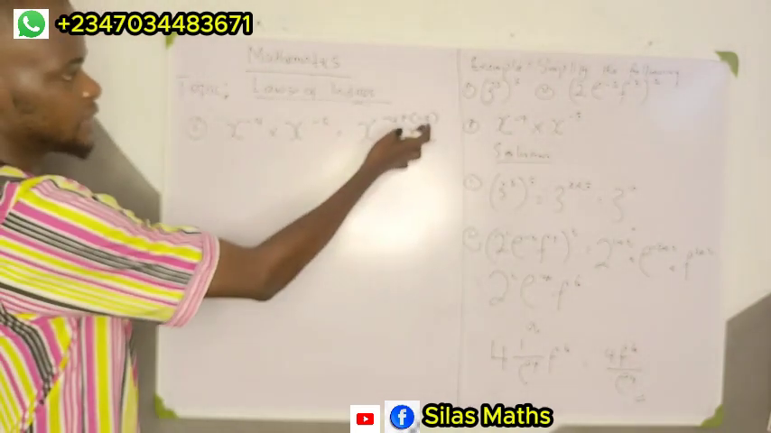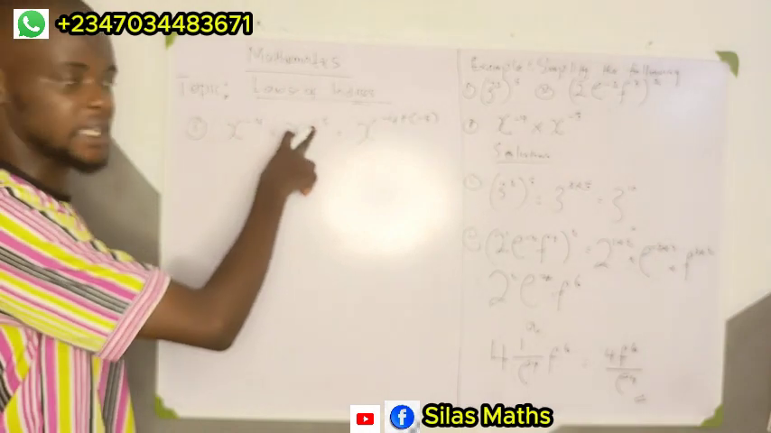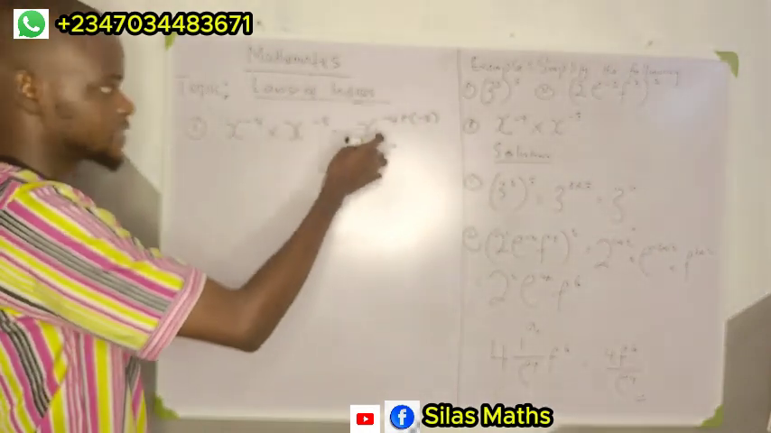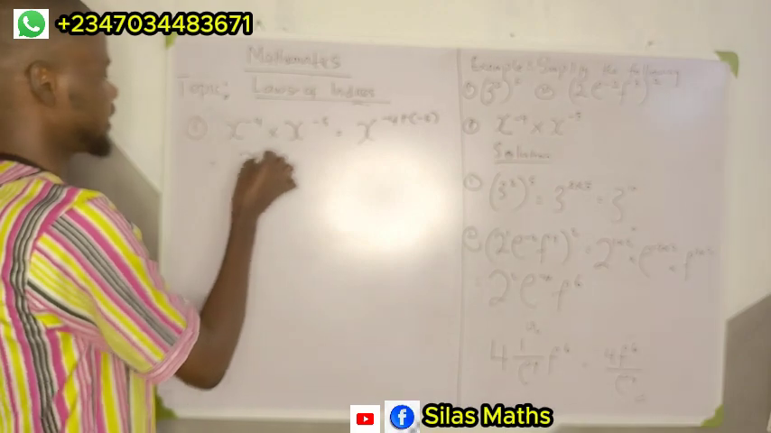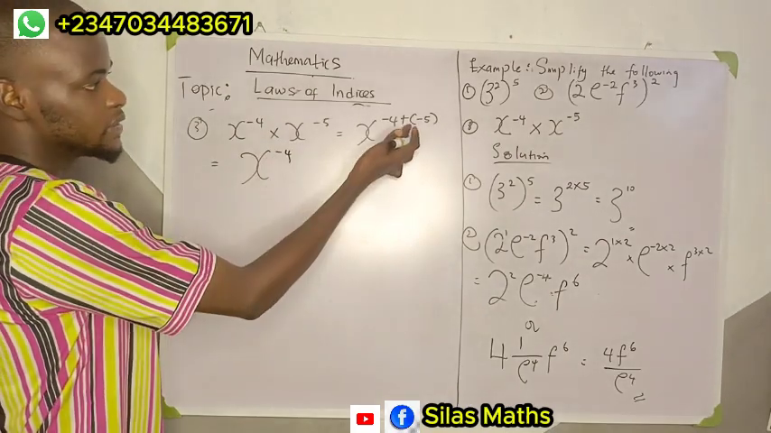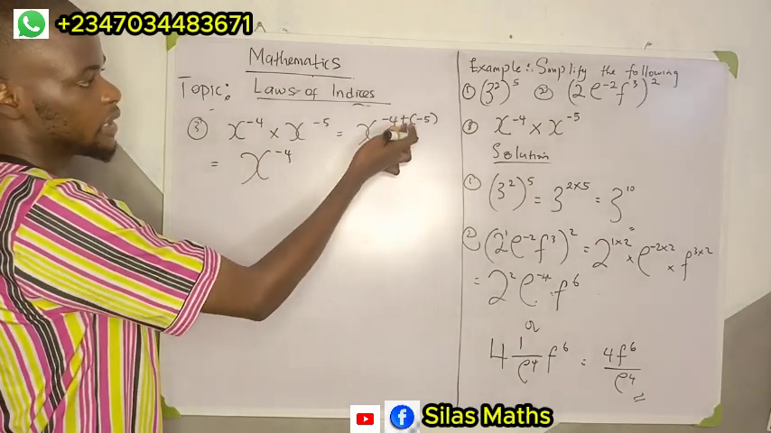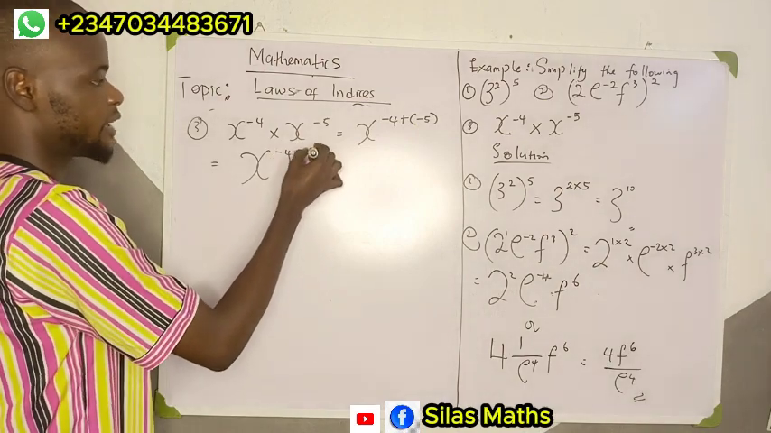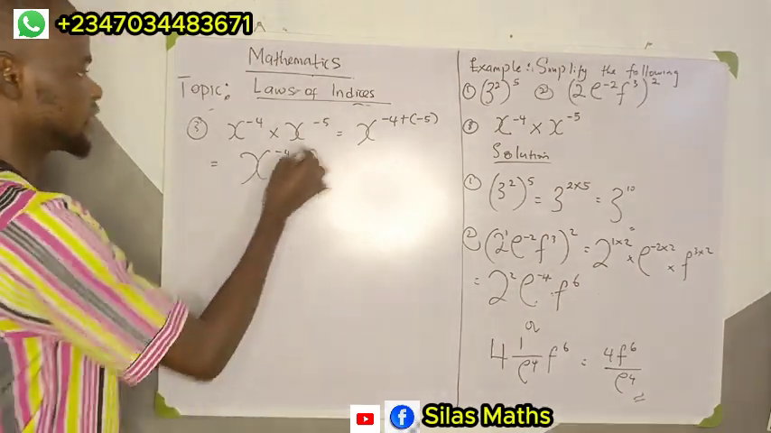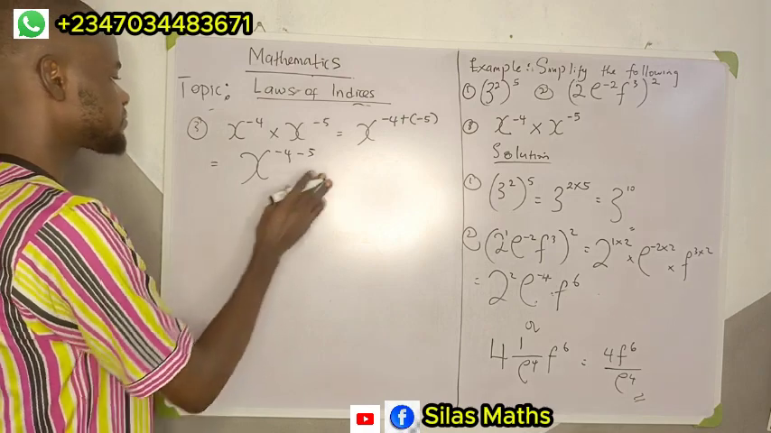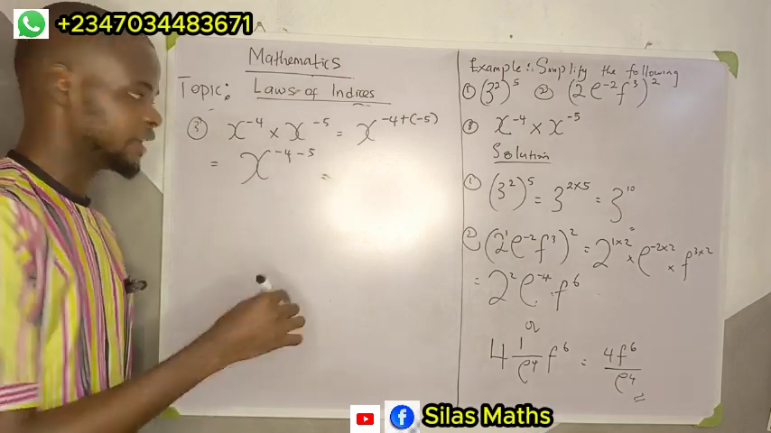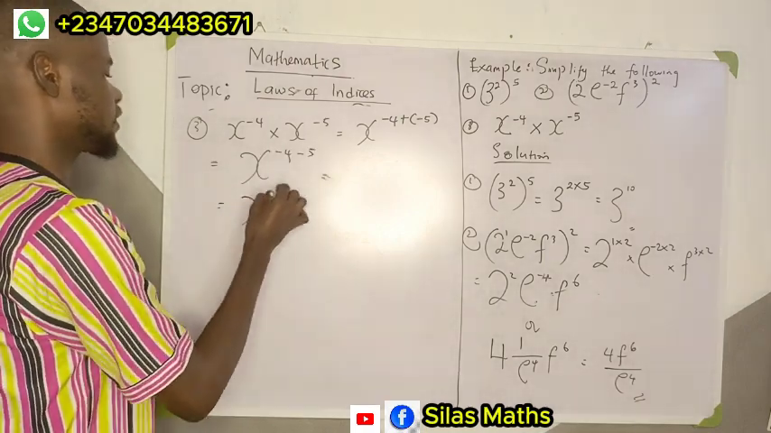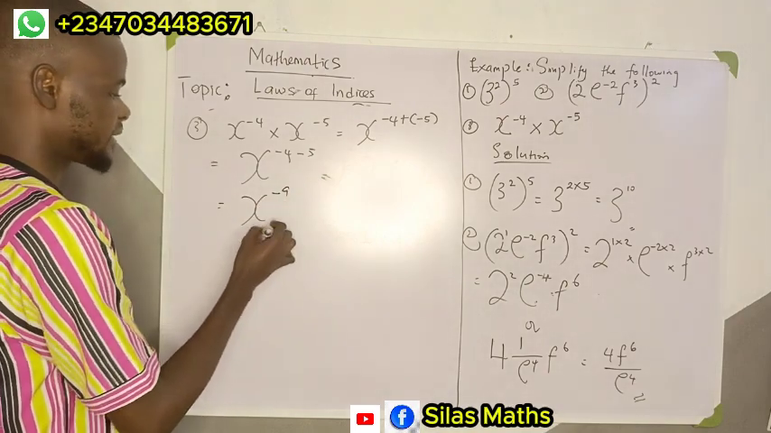Yes, I'm putting brackets because this one is having a negative sign. So that's why we put a bracket to separate that. So to solve for that, we have x to the power of negative 4. Then to remove this, minus times plus will give me minus. So I'll have minus 5, right? So at the end of the day, we'll go ahead and simplify for that. Minus 4 minus 5 will give me what? Minus 9. So that's my answer.